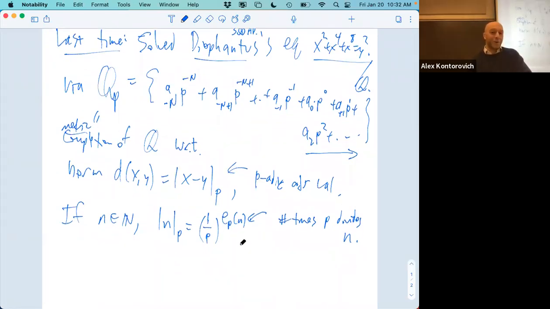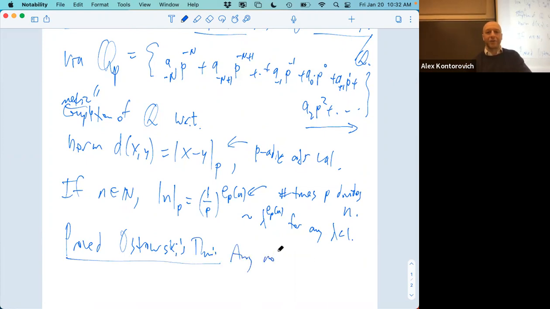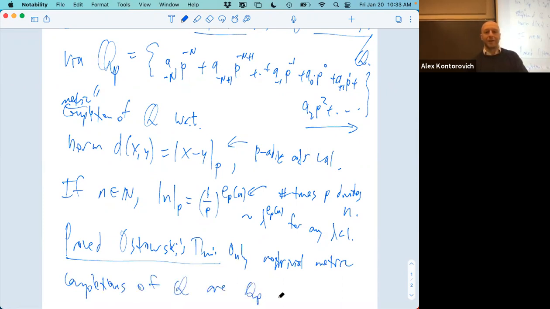This is equivalent to lambda to the e_p for any lambda less than 1. This was a normalization, yes. And we proved Ostrowski's theorem: that the only non-trivial metric completions of Q are Q_p and R.